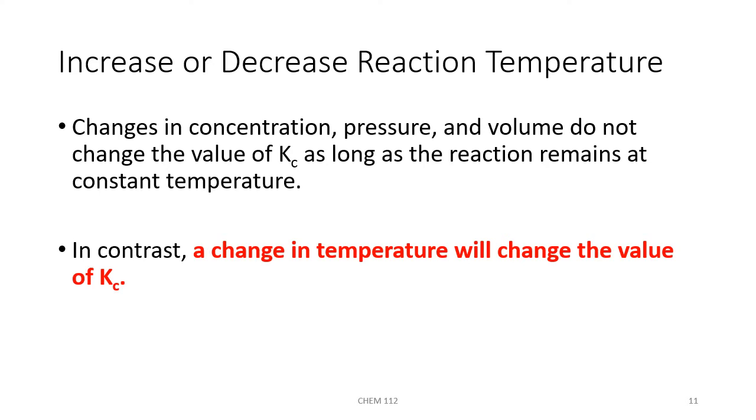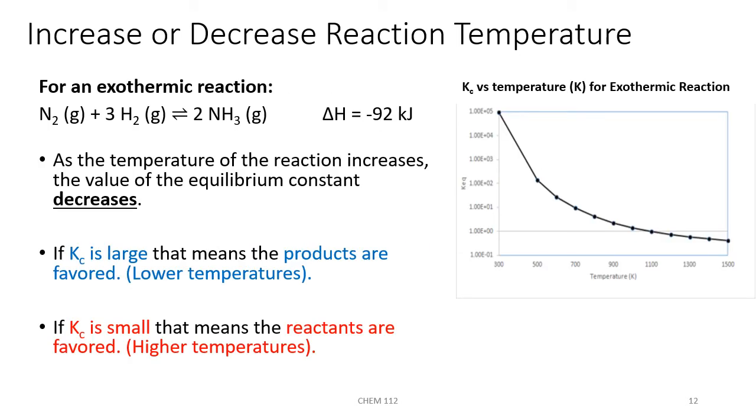How the system adjusts to either an increase or decrease in reaction temperature will largely depend upon if the reaction is an exothermic reaction or an endothermic reaction. For an exothermic reaction, such as nitrogen plus hydrogen forming ammonia, the enthalpy of reaction is negative. That means the reaction releases heat when it goes from reactants to products. The graph on the right shows the equilibrium constant K on the y-axis versus temperature on the x-axis. We can see that the temperature increases, causing a decrease in the equilibrium constant.